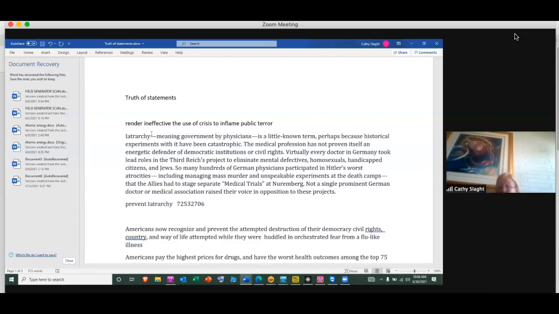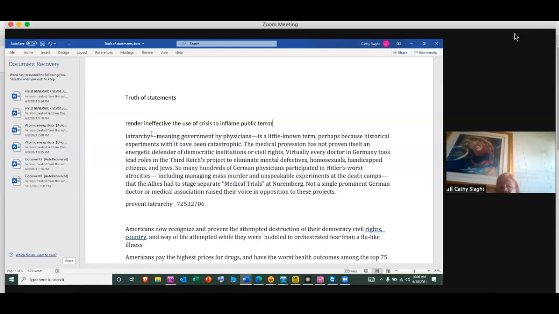It says the medical profession has not proven itself an energetic defender of democratic institutions or civil rights. Virtually every doctor in Germany supported Hitler, and they did these projects to work on what they considered to be mental defectives, homosexuals, handicapped citizens, and Jews. I know gypsies was added in there. So many hundreds of German physicians participated in Hitler's worst atrocities, including managing mass murder and unspeakable experiments at the death camps, that the Allies had to stage separate medical trials.